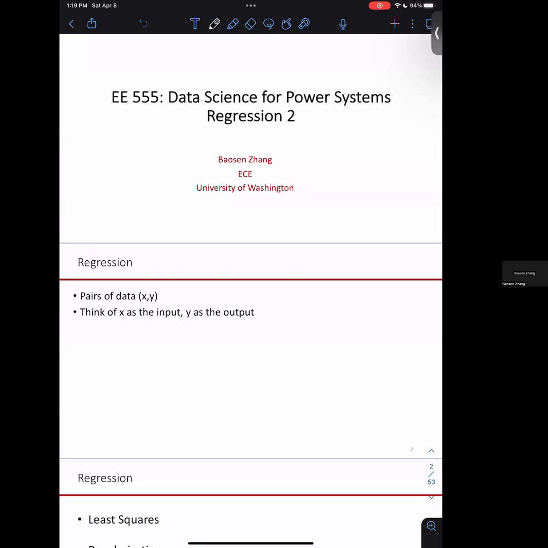So for example, X can include historical load, can include weather information, and different things. Let's say the Y that you want to predict, or the output you want to have, is the load for tomorrow. Okay, so you can have this type.